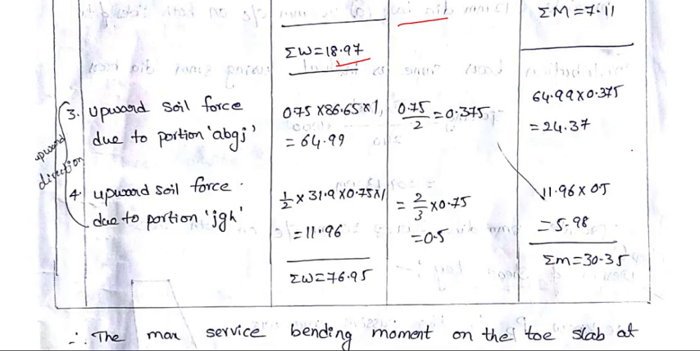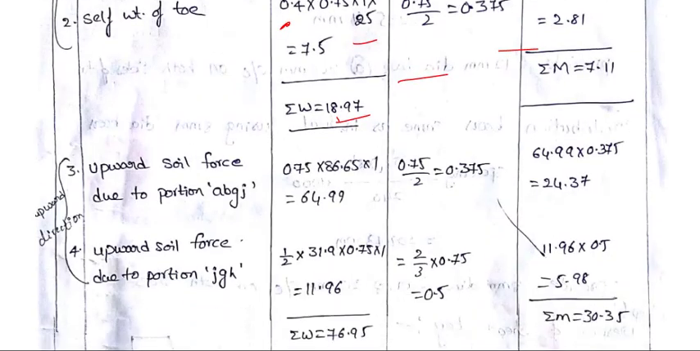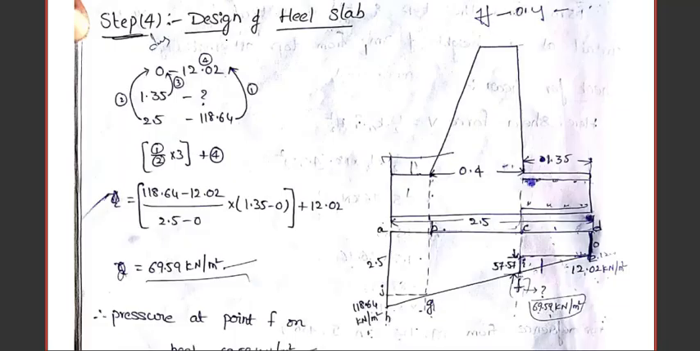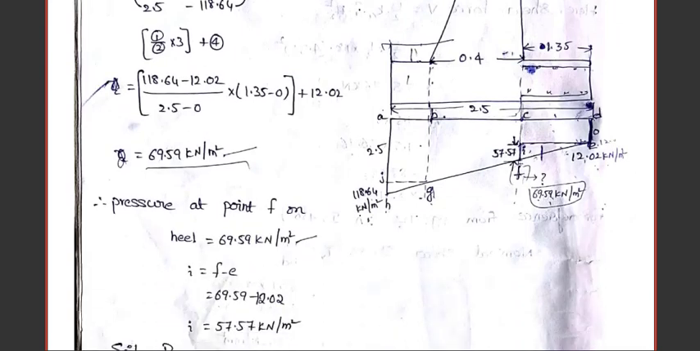Next, similarly, by using that pressure diagram, we need to find out what is the upward force. Okay, upward soil force. Let's calculate. So what is acting from A, B, G, J, that will be the first portion, rectangular. Next H, G, J, this will be the second one, triangular portion, like we have done in a previous step, right?